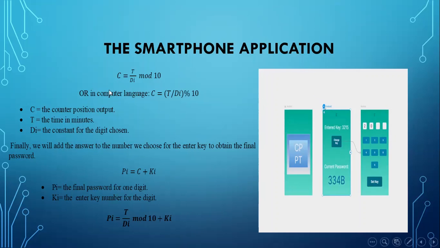And the software part is a simple equation: C equals T over Di, mod 10. C is the counter position output. T is the time in minutes. And Di is the constant for the digits, which means it's going to be 5 or 10 or 30 or 60. That's the meaning of the constant. And the mod gives the remainder of 10.